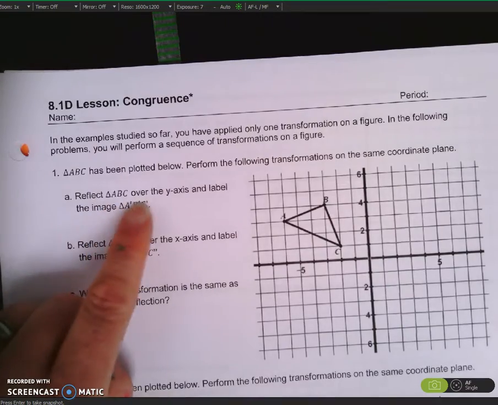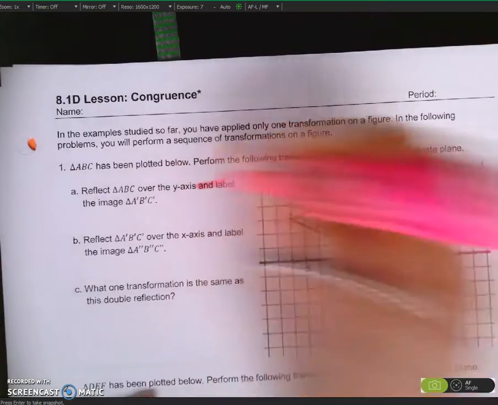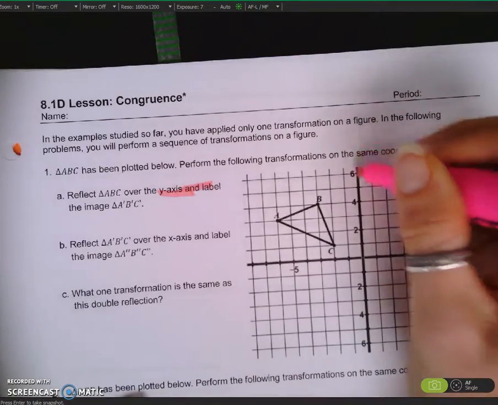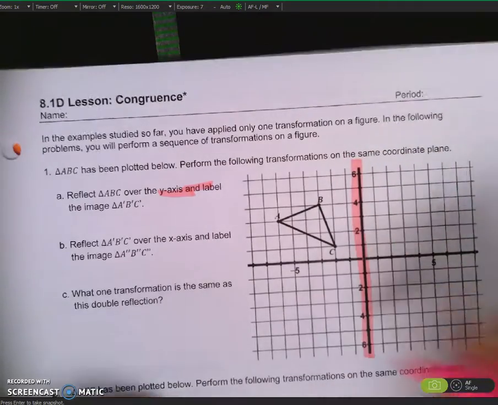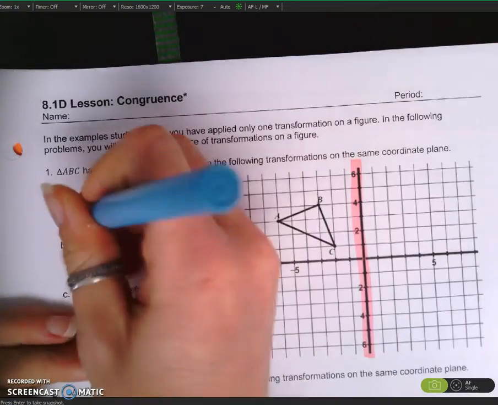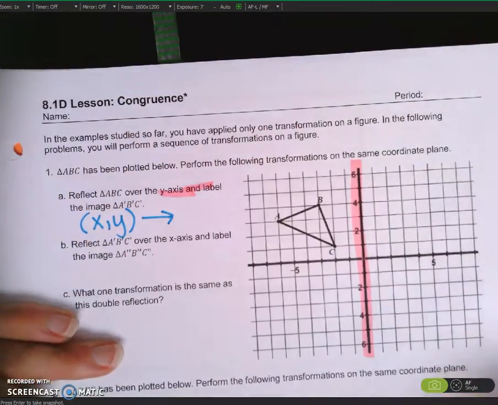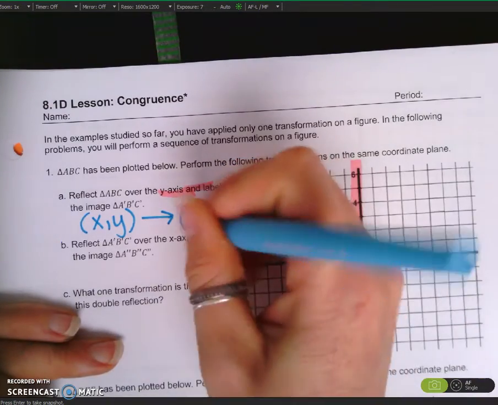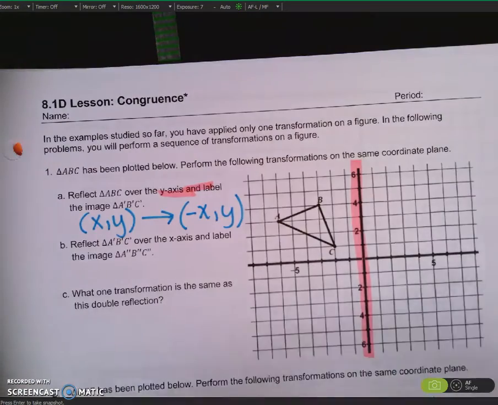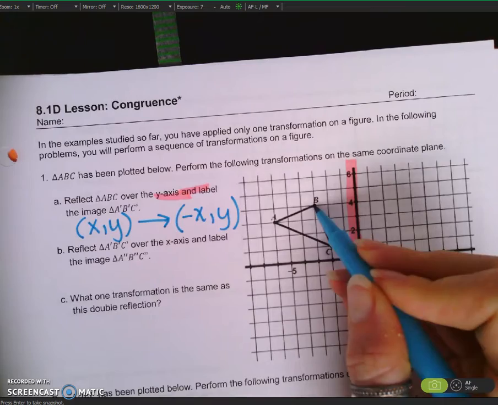First, we're going to reflect triangle ABC over the y-axis and label the image triangle A prime, B prime, C prime. So let's label the y-axis. And what we saw last week is that when we are going over the y-axis, we're changing the x value. So it's going to be negative x, comma y. What you can also do is you can count. They should be equidistant from your line of reflection.